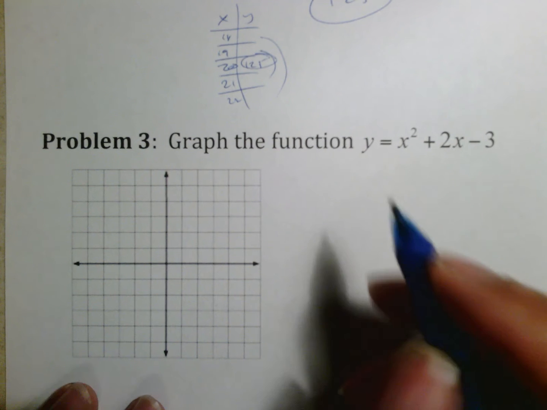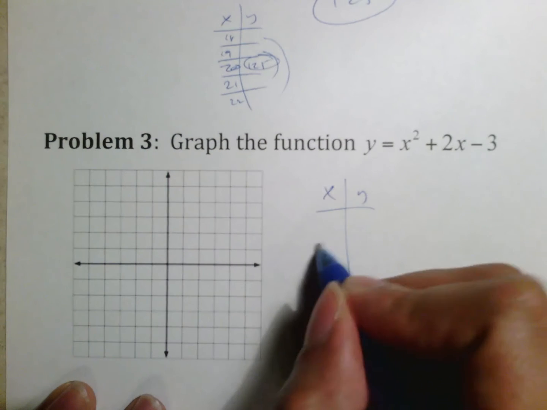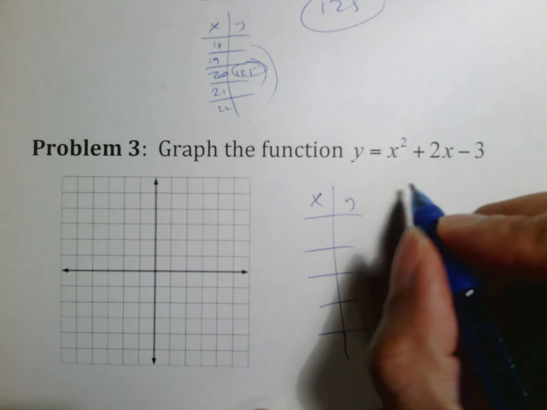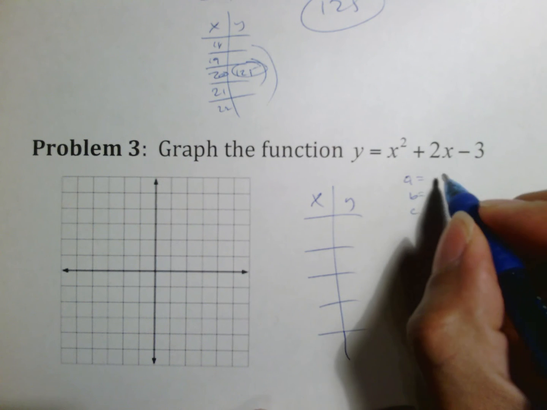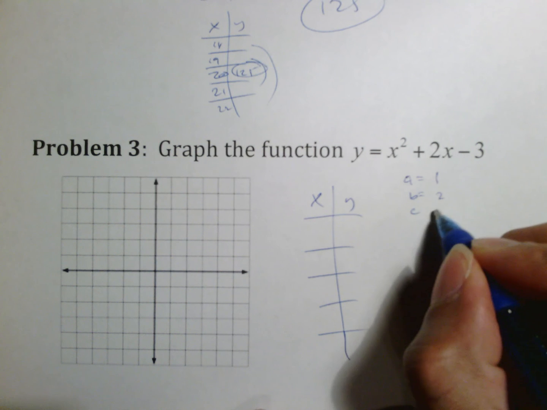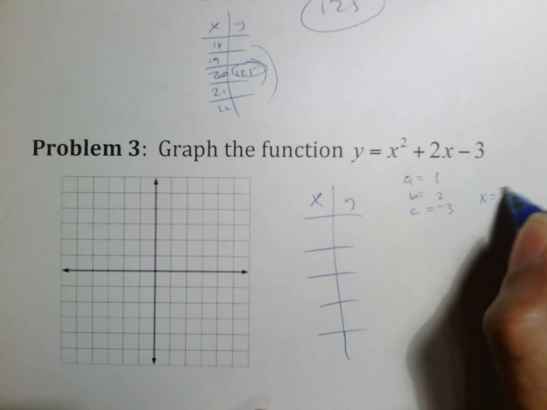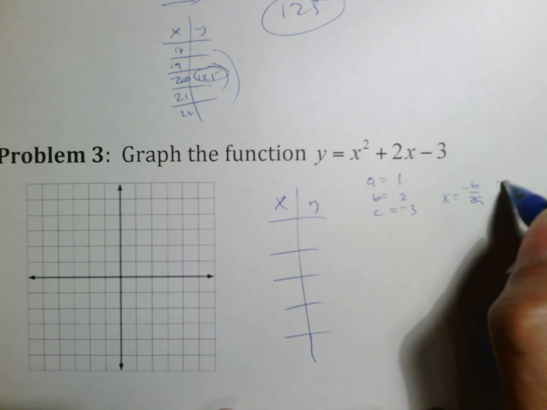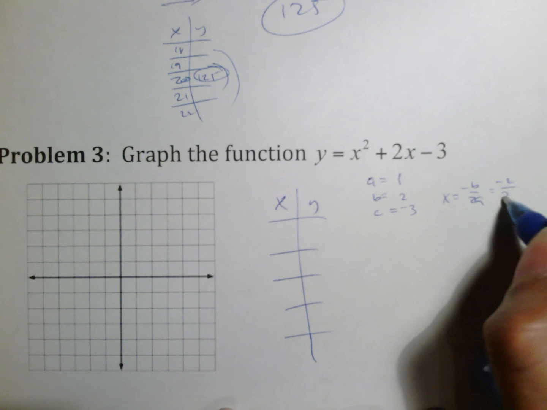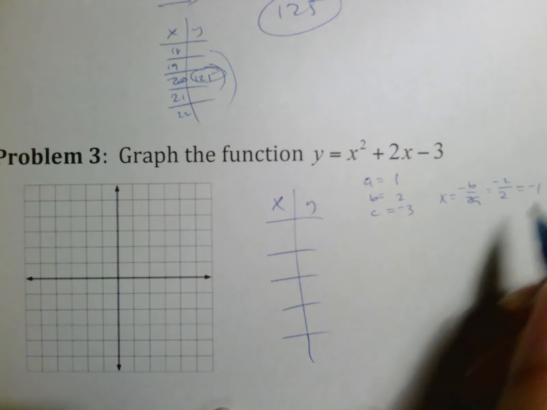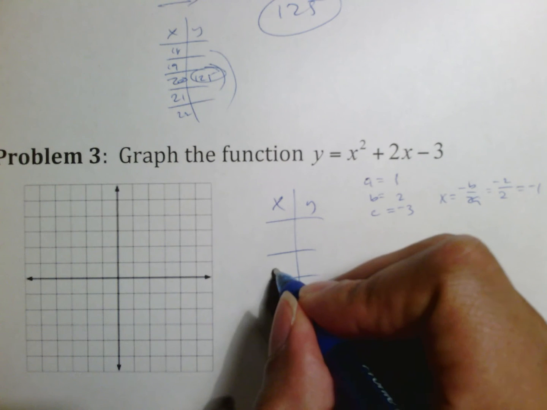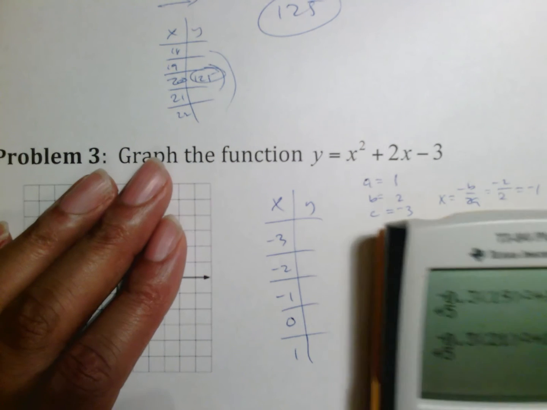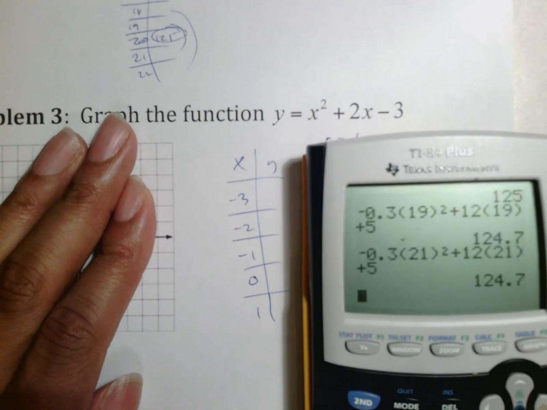And then the last thing we're going to do is graph a function. Keep in mind that in order to graph the function, we've got to make our 5-point chart. Our 5-point chart has to be based off of the key x. A in this case is 1, B in this case is 2, C is negative 3. If x is negative b over 2a, we want negative 2 on top and 2 times 1, or 2 on the bottom, which means that our key x is negative 1. So you go negative 2, negative 3, 0, and 1, and again we simply take those values and plug them in to see what we end up with.